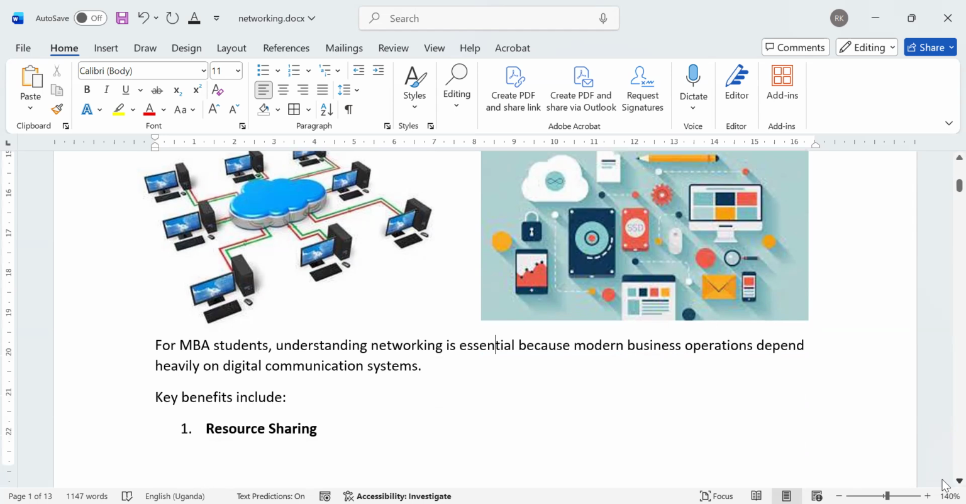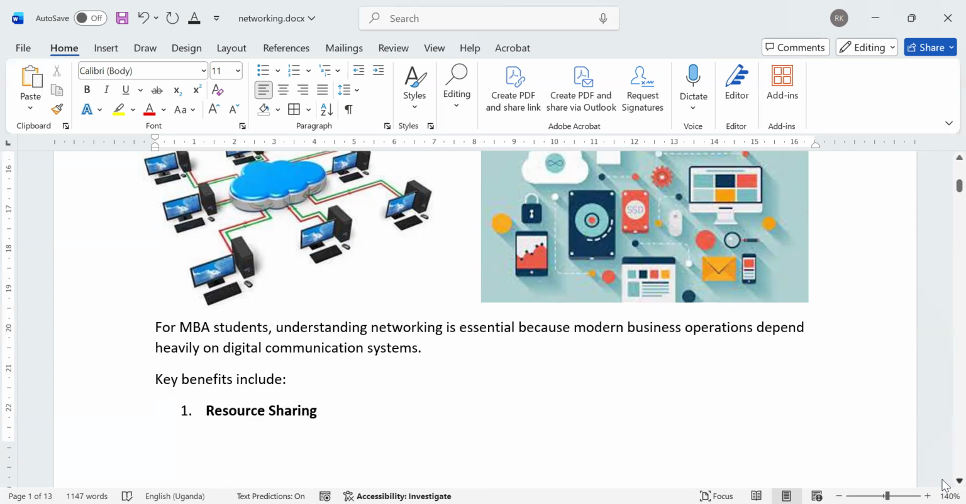So for MBA students, understanding networking is essential because modern businesses' operations depend heavily on digital communication systems. Whether you like it or not, today, most of the businesses are operating using digital communications. And these ones are powered by what we call networking. So the interplay of microcomputers in networking has enabled the digital communication in organizations. And the benefits we get.